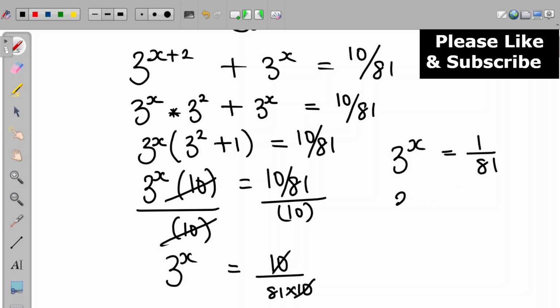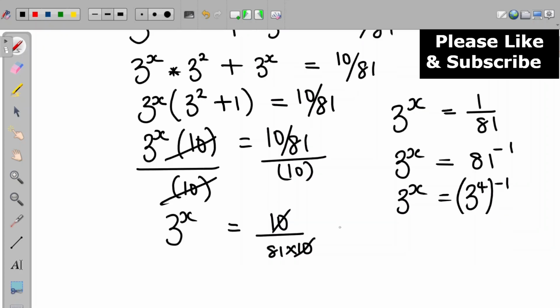So we have that 3 raised to the power of x equals 1 divided by 81, which can be expressed as 81 raised to the power of negative 1. Now we can express 81 in the base of 3. So we have that this becomes 3 raised to the power of x equal to 3 raised to the power of 4, all raised to the power of negative 1.